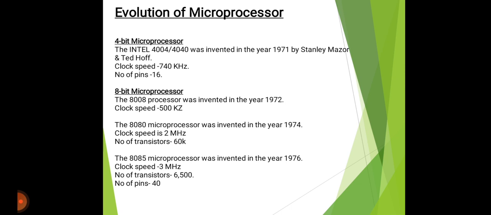The next one is 8085 microprocessor, which was invented in the year 1976, and the clock speed is 3 megahertz. The number of transistors used is 6500, the instructions per second is 76930, and the number of pins for this microprocessor is 40 pins.